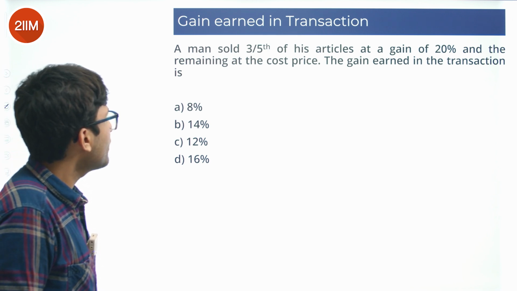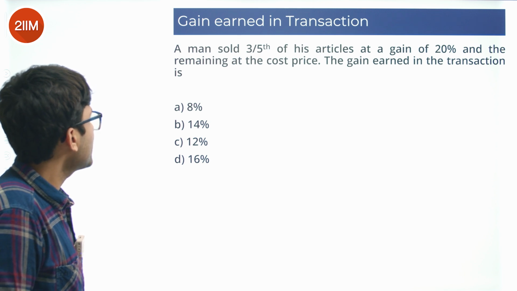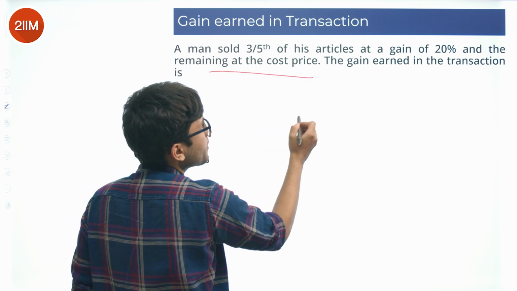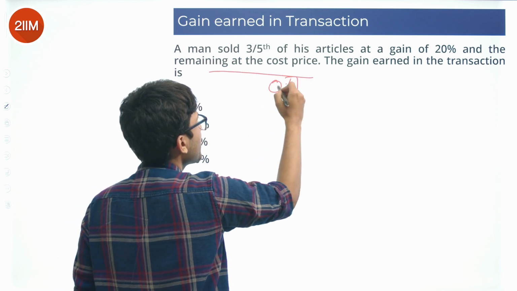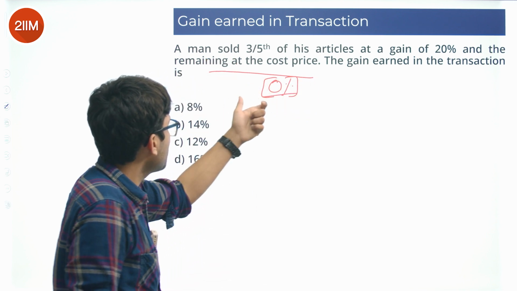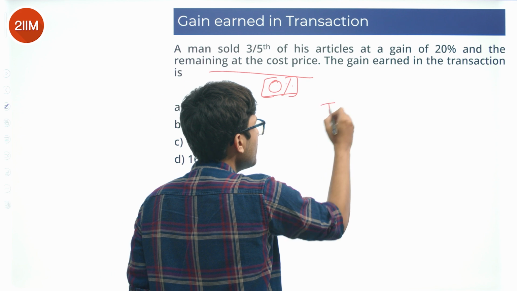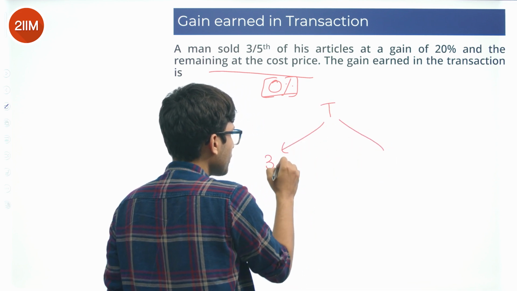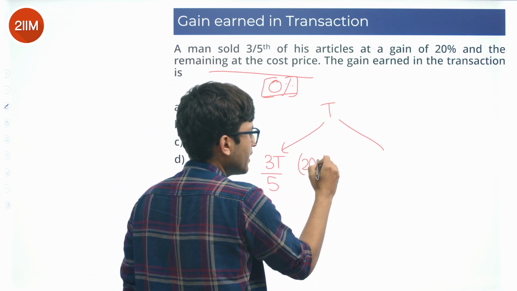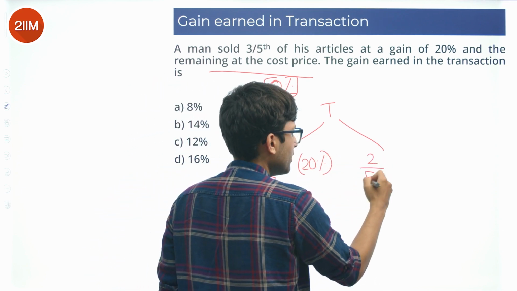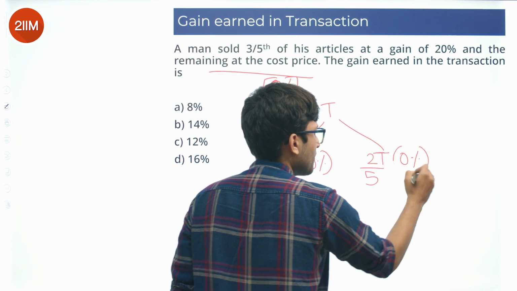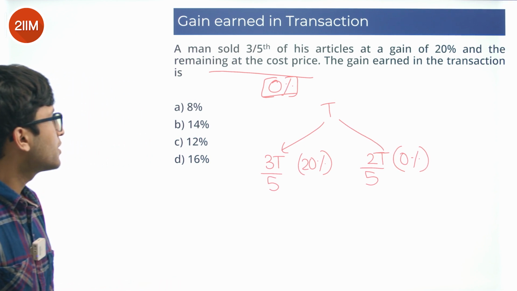A man sold 3/5 of his articles at a gain of 20% and the remaining at cost price. That means the gain is 0% in the remaining part. So out of the total, 3/5 of the total has a gain of 20% and the remaining 2/5 of the portion will have 0% gain. We have to find out the total gain.